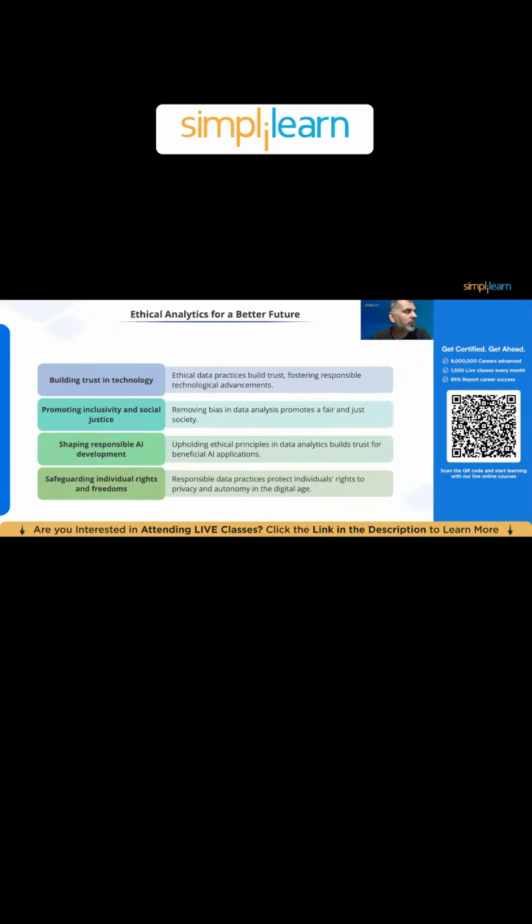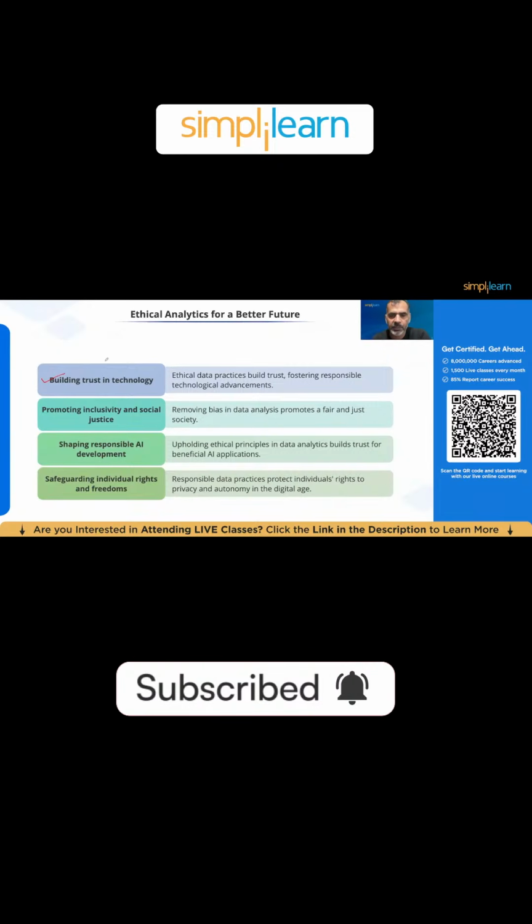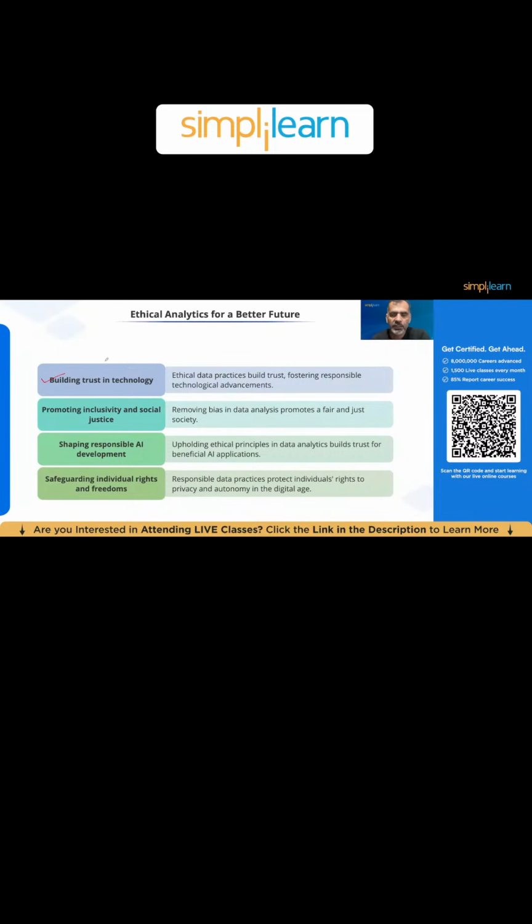The very first thing is we want to build trust in the technology. When you enforce all these key principles, accountability, transparency, privacy, security, and fairness, these are the five principles of data ethics. When you introduce them into a data analytics process, it helps build trust in the technology. Ethical data practices build trust, fostering responsible technology advancement. Promoting inclusivity and social justice: when you remove biases in the data analytics process, that introduces fairness, and that is good for society.